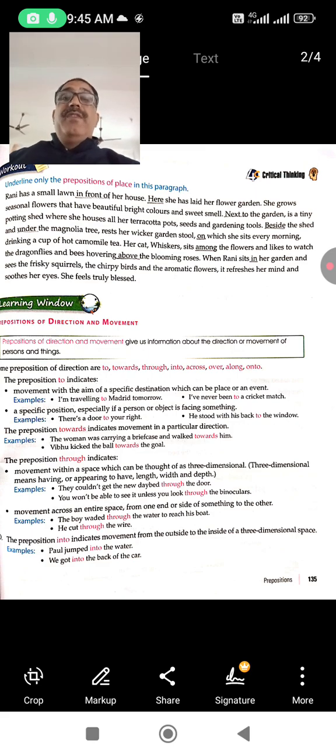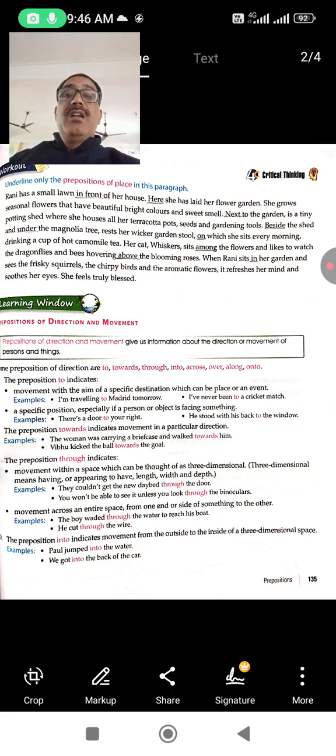On page 135 you will underline only the prepositions of place in this paragraph. A paragraph is given for you, and first of all you will read this paragraph very slowly, once, twice, thrice, as well as you can understand it. After that you have to recognize the prepositions of place in the sentences of the following paragraph. For your help, I am just reading this paragraph.